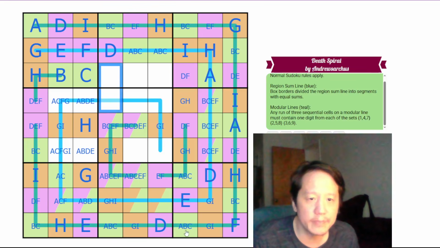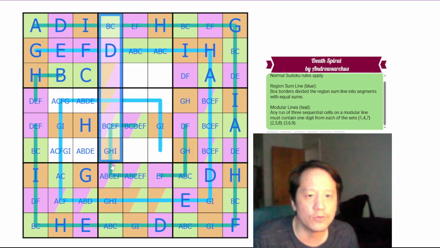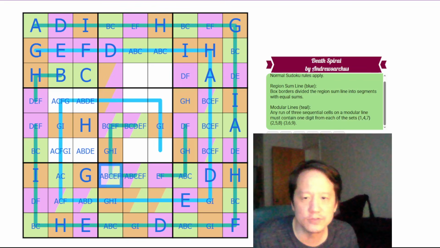This cannot be green. So this is orange or pink, because we have a guaranteed green here, a green here, a green here. So we know A in column 4 has to be in the green, so it has to be one of these two. So one of these two is A, which means this can't be A here.